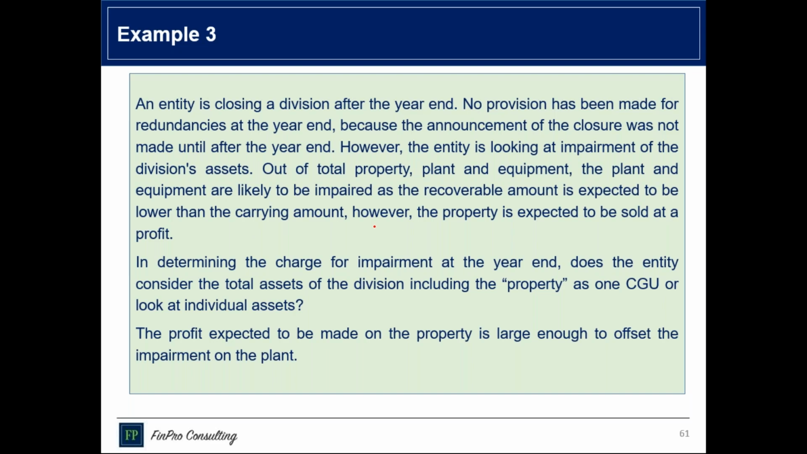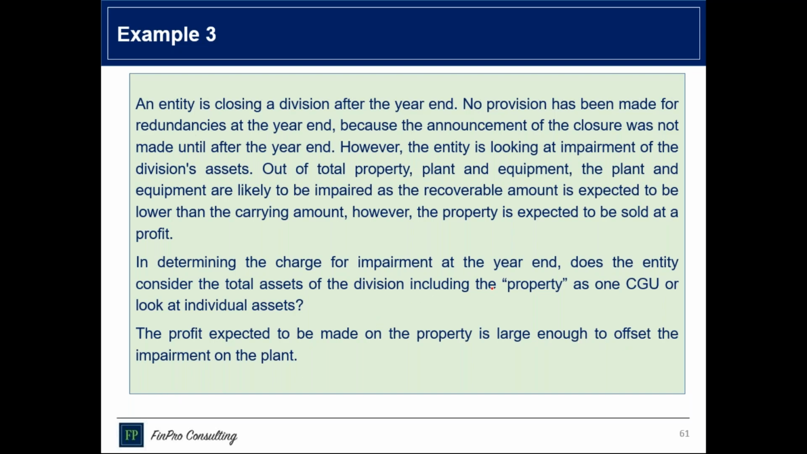However, property is expected to be sold at a profit. So we are saying here the plant and machinery is at a loss, where the carrying amount is higher than the recoverable value. However, the property can be sold at a reasonable profit. In determining the charge for the impairment at the year end, does the entity consider the total assets of the division, including the property, as one CGU, or look at the individual assets? The profit expected to be made on the property is large enough to offset the impairment of the plant.